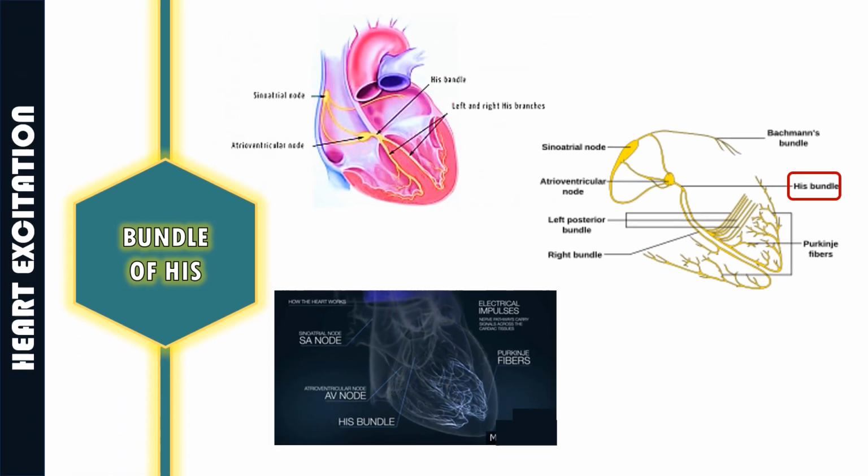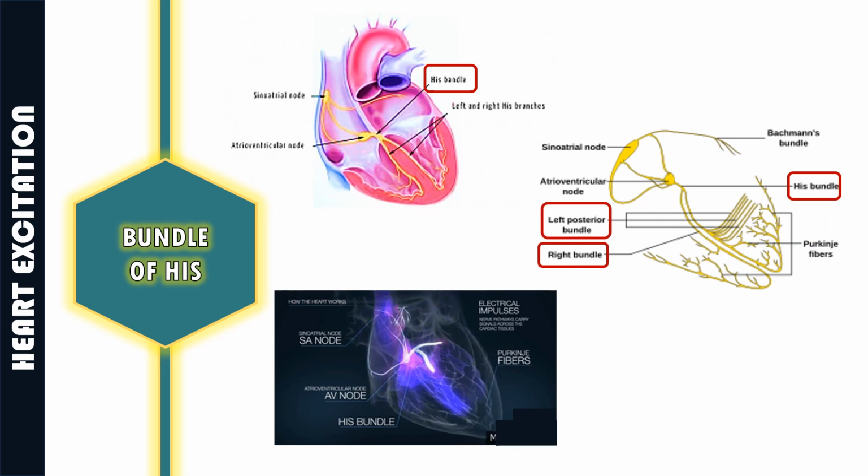Bundle of His. The bundle of His is a group of specialized fibers that transmit electrical impulses from the AV node to the ventricles, coordinating their contraction. It is located in the atrioventricular septum and divides into left and right branches, which then split into smaller fascicles, reaching the ventricular muscle cells. This critical highway ensures efficient and synchronized contraction of the ventricles, regulating the heart rate and rhythm. It plays a critical role in the heart's electrical conduction system. It's named after the Swiss cardiologist Wilhelm His Jr., who first described it in 1893.